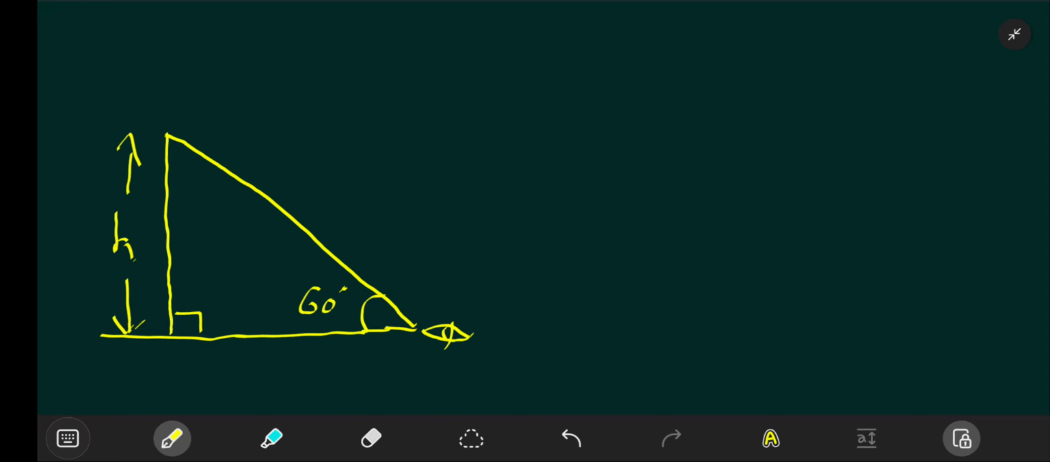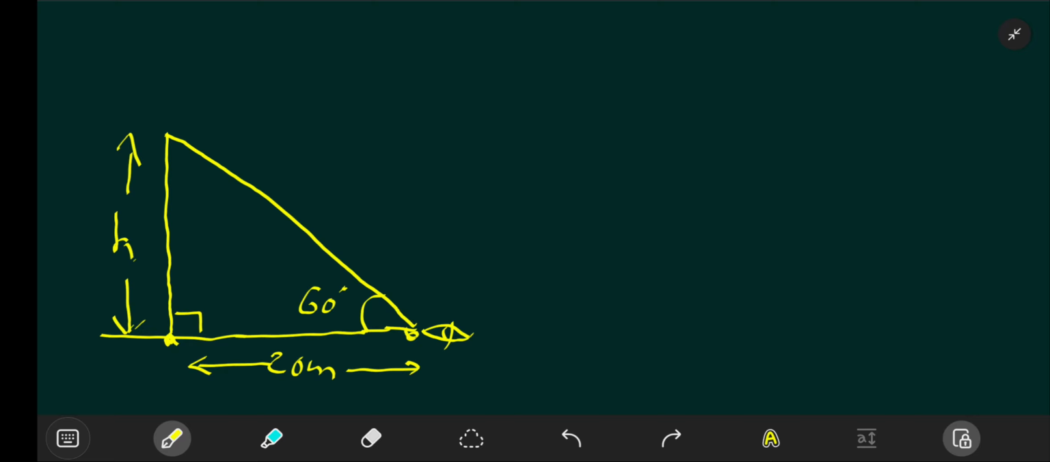60 degrees. Now the distance between the bottom of the pole and the person is 20 meters. Now find the height of the pole. Find this h value.